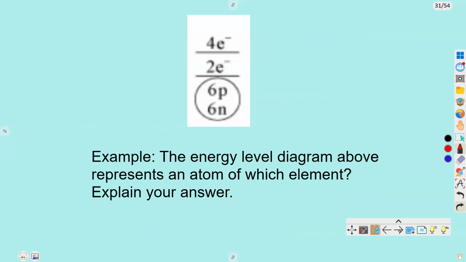So if you're given an energy level diagram, you have to be able to tell us what element it is. Here's the easiest way to do it. What we do is we look at the proton number. Whatever the proton number is will tell you where on the periodic table it is, what the atomic number is, and that's going to give you the type of element that we have here. So in this case, we're dealing with 6 protons, and that's going to be carbon.